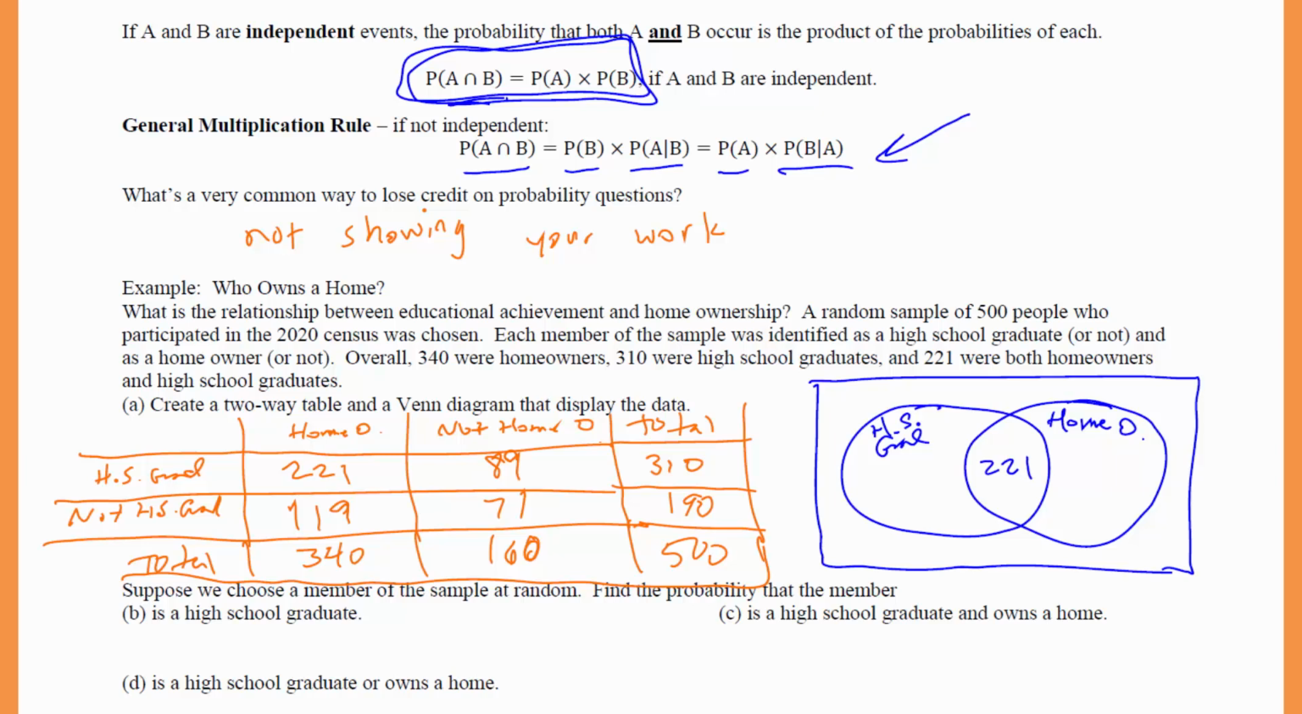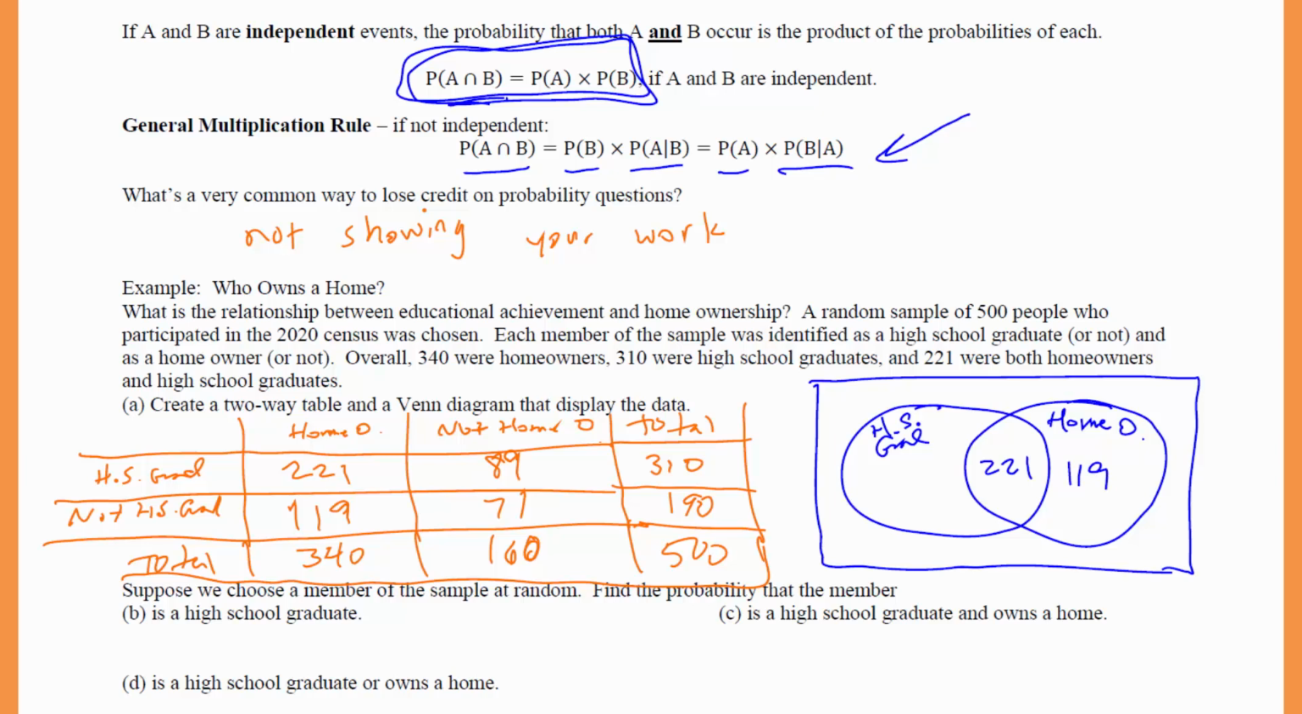But when it says that 340 were homeowners, that's the entire homeowner circle is 340. So if we want to know what fills in the rest of the homeowner circle, we have to take the whole homeowner circle, which is 340, and subtract out the 221 that's in the intersection. So we get 119 over here.